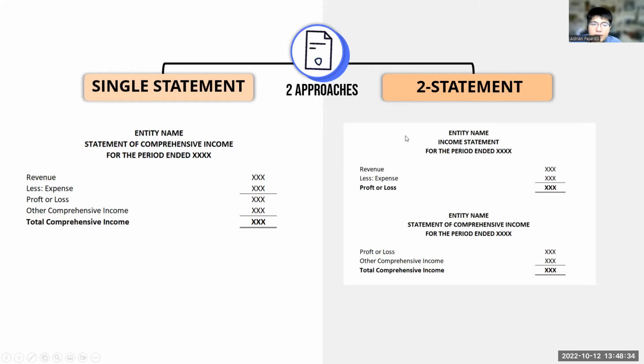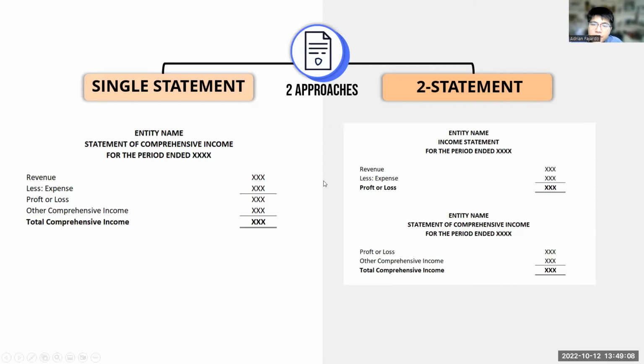Now, in contrast, in the 2-statement approach, we have the first statement. So 2 statements. The first statement being the income statement. So that's revenue less expenses is equal to your profit and loss. And then the second statement will be named your statement of comprehensive income. So yung profit or loss mo, dadalhin mo here, and then you add your other comprehensive, and then you get your total comprehensive income. So again, regardless kung single statement or double statement, it will still give you the same total comprehensive income na iba lang yung presentation.